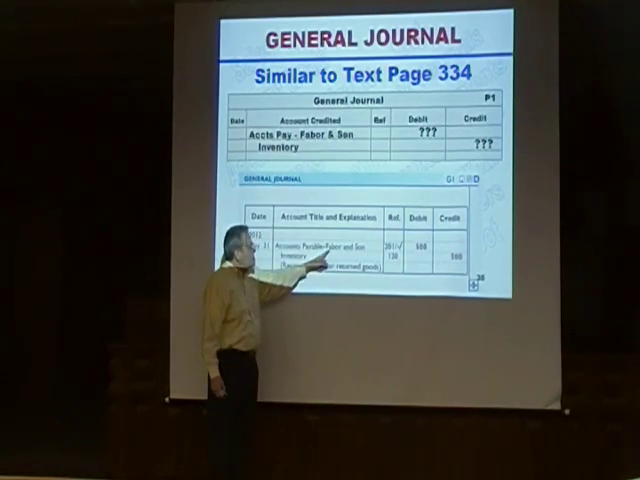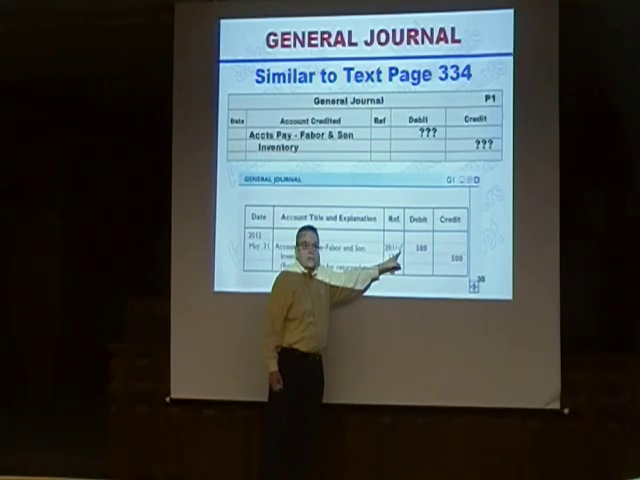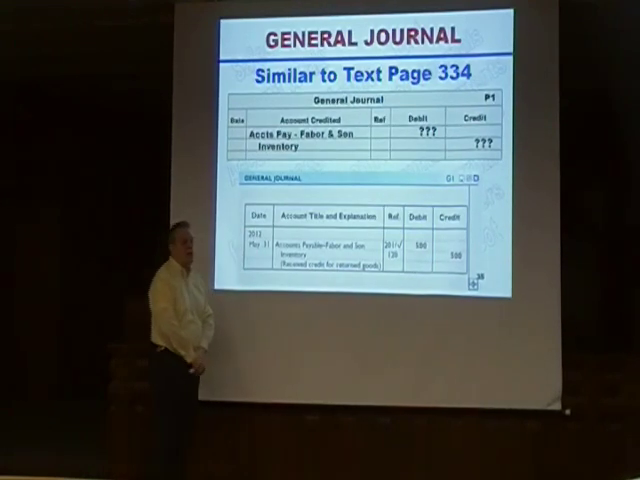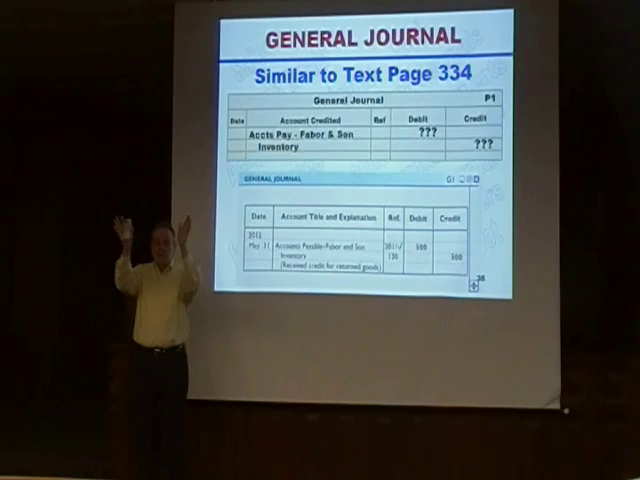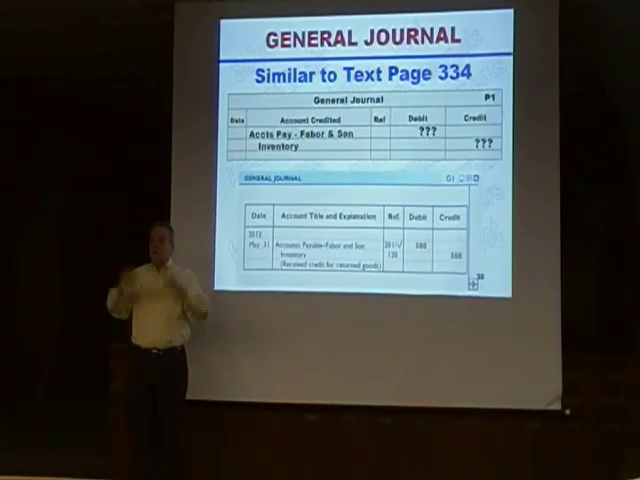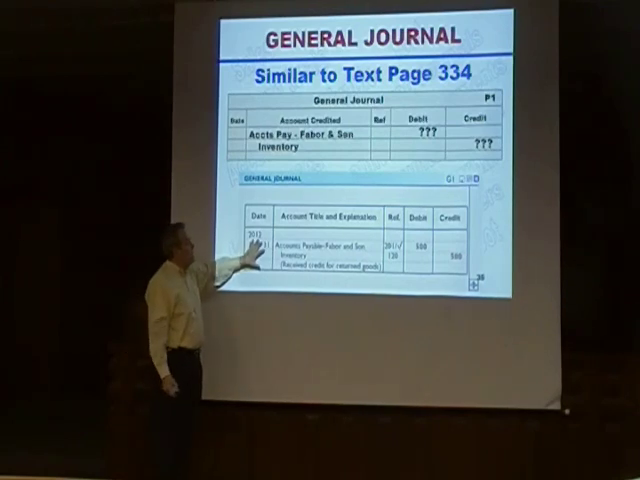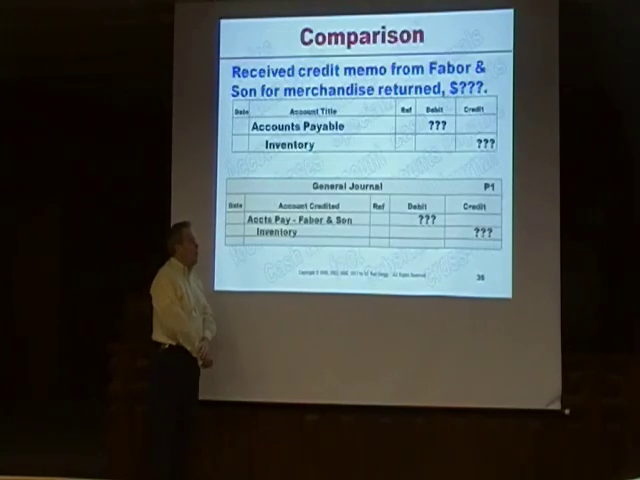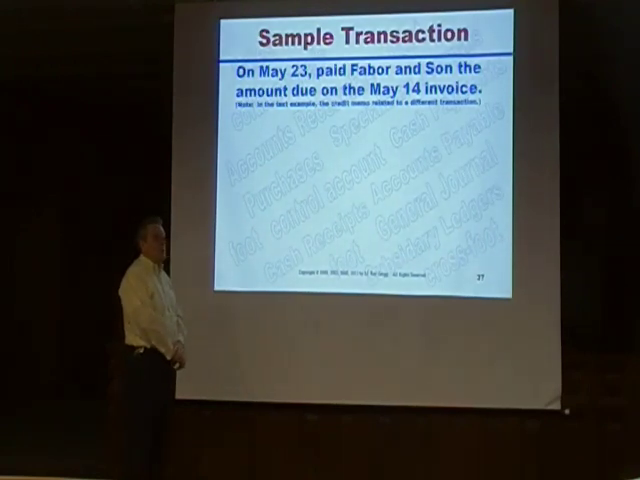And when we post to the subsidiary ledger, we're going to put an account number if there are account numbers in the subsidiary ledger. In our book, there are not. So we're going to put a check mark to indicate that we posted it. This will have to be posted twice, to the control account and to the subsidiary ledger, to maintain that equilibrium. But other than that, it looks the same. No big change in the general journal.